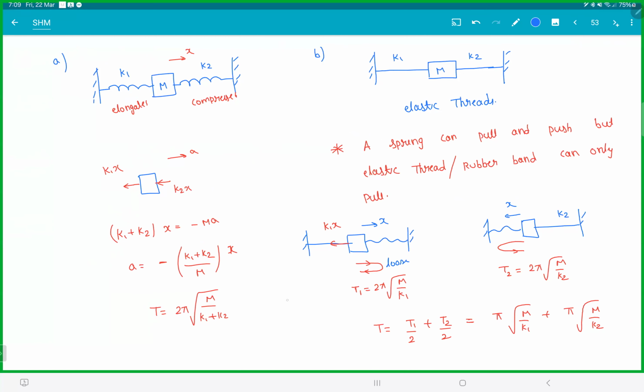Have a look at this. It's a good one, huh? These elastic threads. We can play around with this question. What if there is one spring and one thread? Now what will happen? If it is one thread and one spring, what would change in the question?